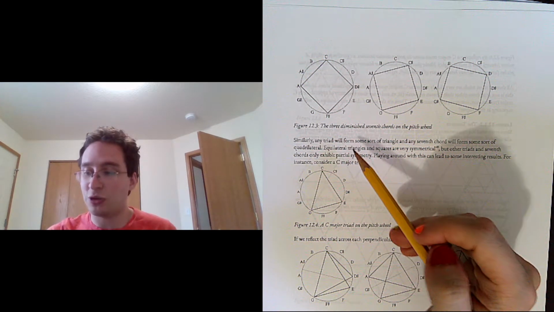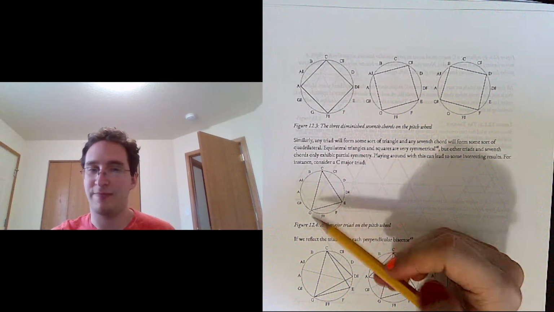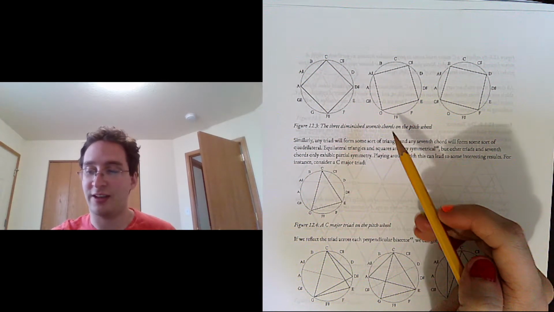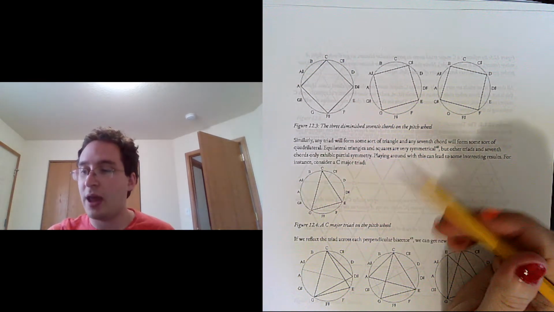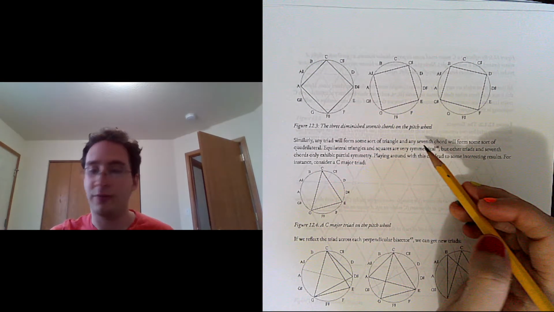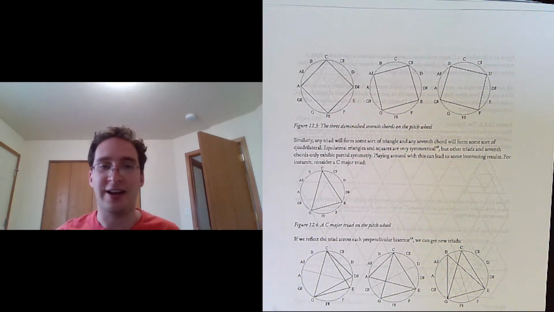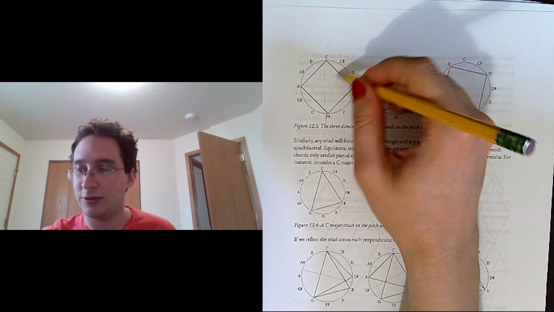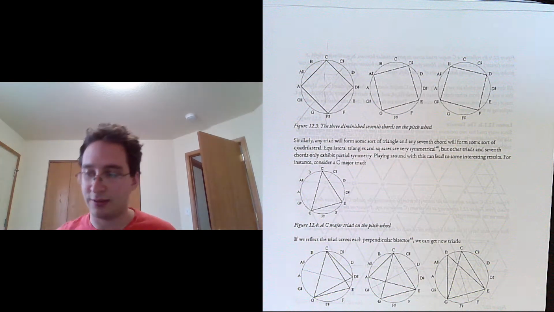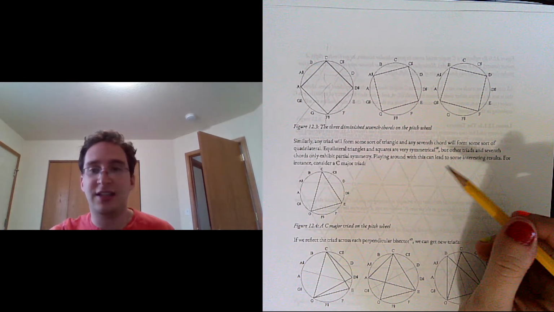Similarly, any triad you have will form some sort of triangle, because there are three different pitches and three points, as long as they're not in a straight line, define a triangle. And any seventh chord will be some kind of quadrilateral. Equilateral triangles and squares are very symmetrical. Through every angle and through every perpendicular bisector, they're symmetric. Other triads and seventh chords only exhibit partial symmetry, which can lead to some interesting results.